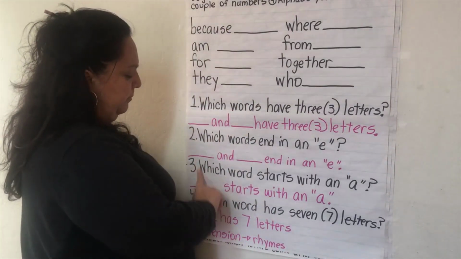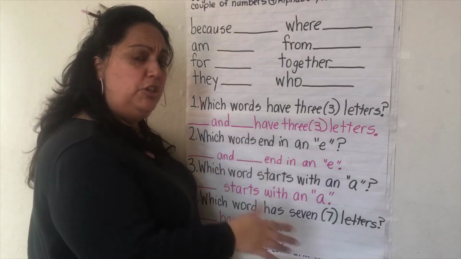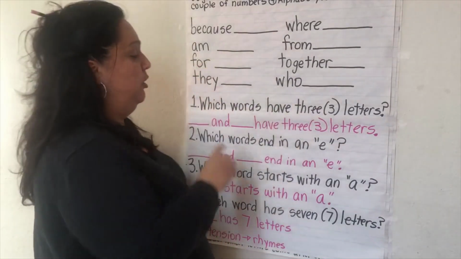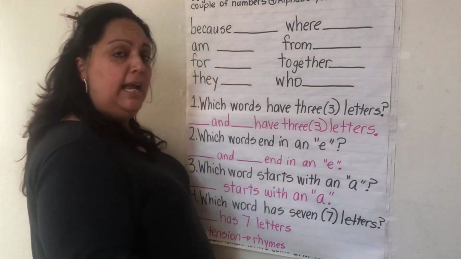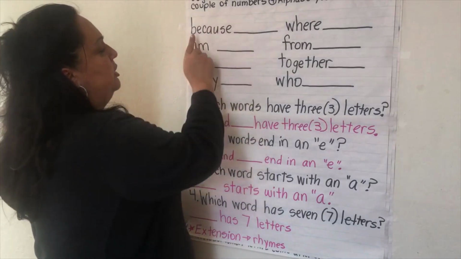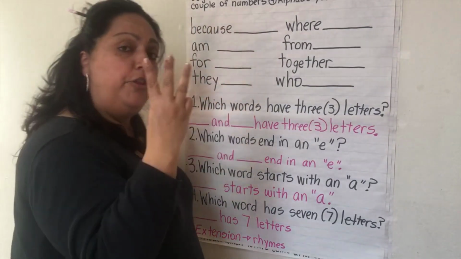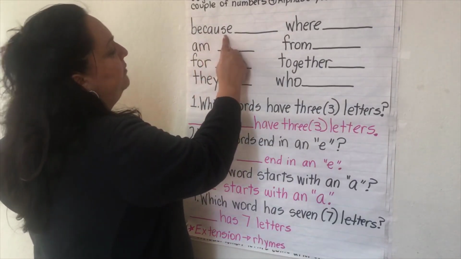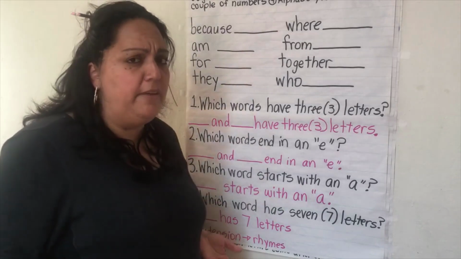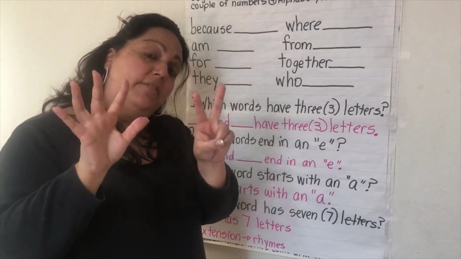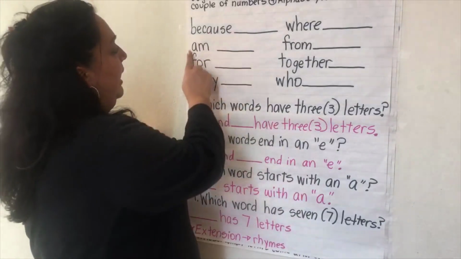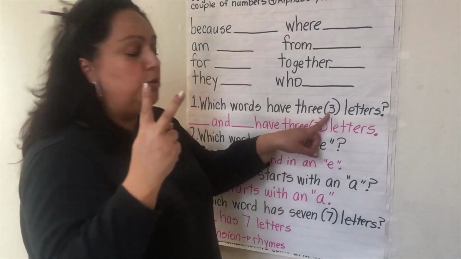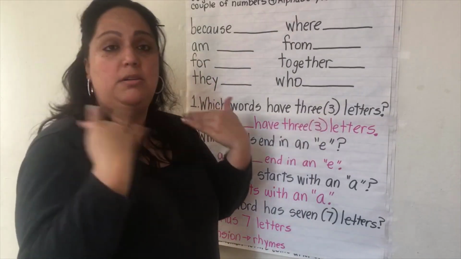And then you're going to make maybe 4 or 5 questions similar to the ones I have here. Number 1, which words have 3 letters? So you're reviewing what a letter is by modeling. Okay, because we're looking for 3 letters. 1, 2, 3, 4, 5, 6, 7. Does "because" have 3 letters? No, "because" has 7 letters. We want 3 letters. "Am," 1, 2. Do we want 2 or do we want 3? We want 3, so no, not "am."